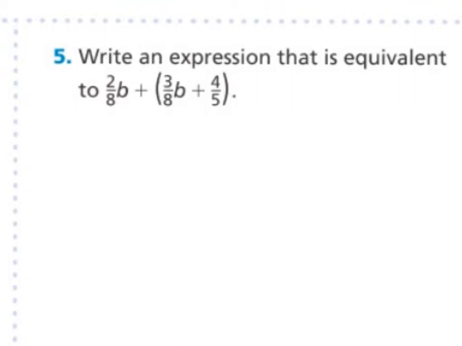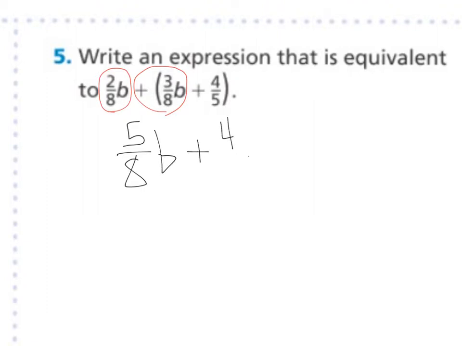So in this problem, again, not worrying about the parentheses at all. We have two like terms here that have b's. We don't have any subtractions, so we don't have to worry about adding the opposites at all. These both have common denominators, so 2/8b plus 3/8b would give us 5/8b. And then we'll just put plus 4/5. 4/5 is not a like term because it doesn't have a variable next to it. So that would be our equivalent expression.